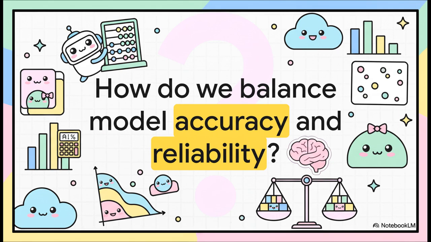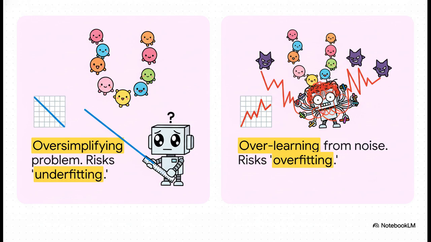It's one thing for a model to be accurate on the data it was trained on. That's easy. The real trick is making it reliable and accurate on brand new data it's never seen before. So, how on earth do you do that? Well, the answer is all about managing something called the bias-variance trade-off.